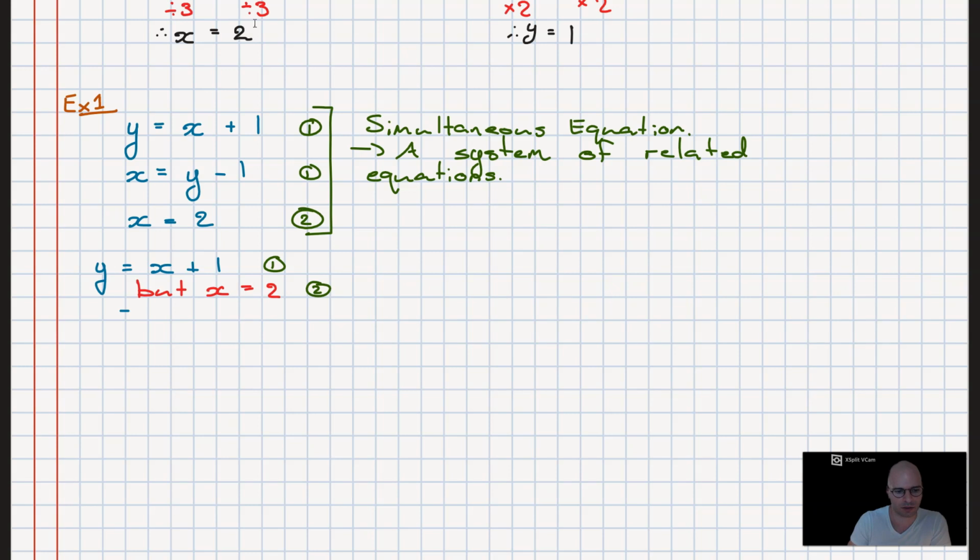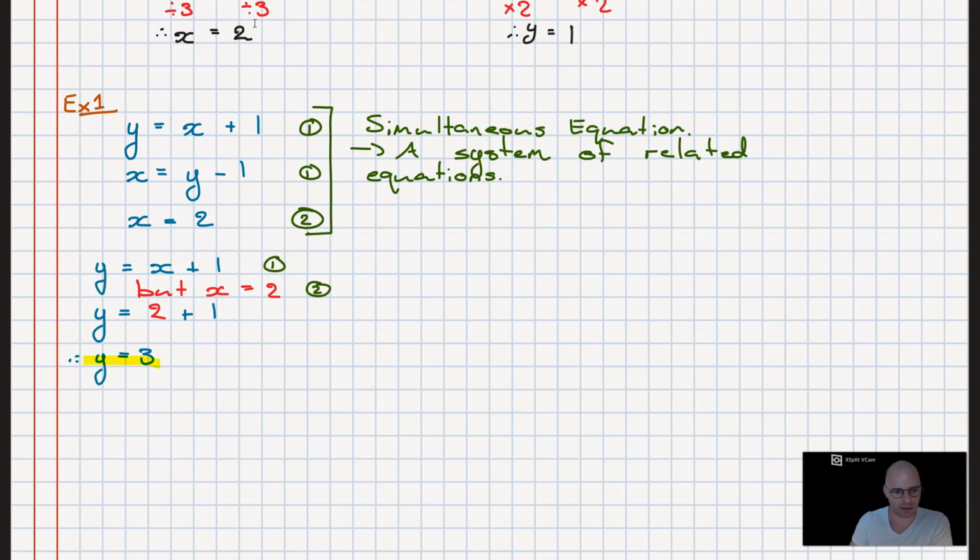So collapsing two equations into a singular equation. I'm going to write y equals, and every time I see x I'm going to write 2 because that's the value of x, plus 1. Then I'm going to solve, so that's 3. In this case y equals 3. So that's our first value there.